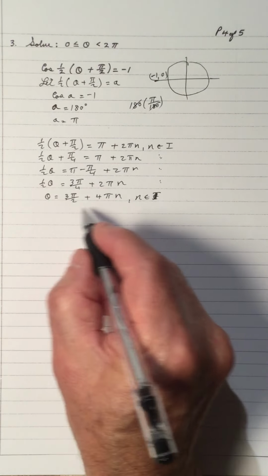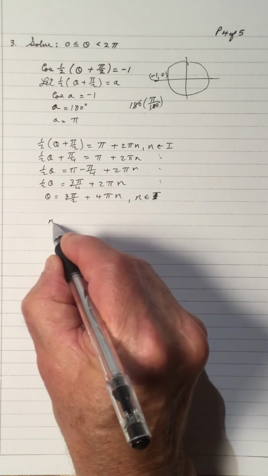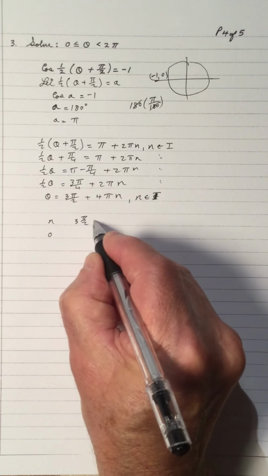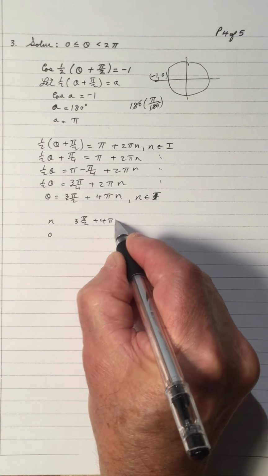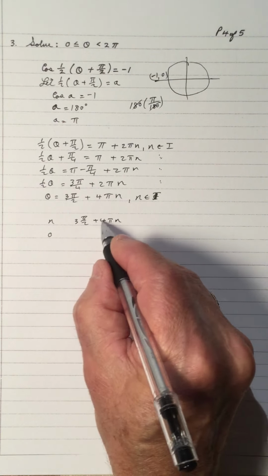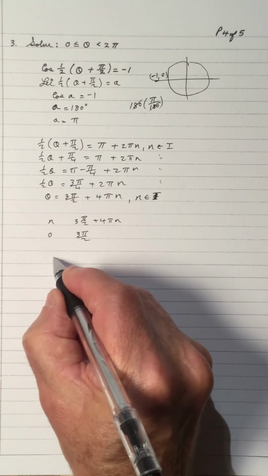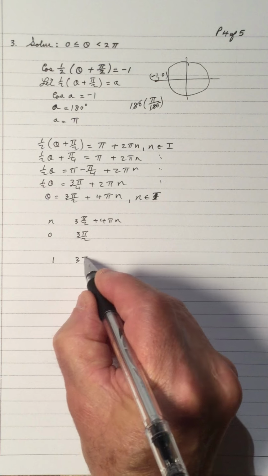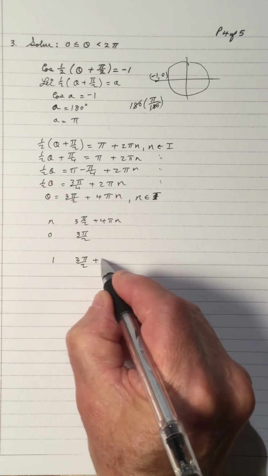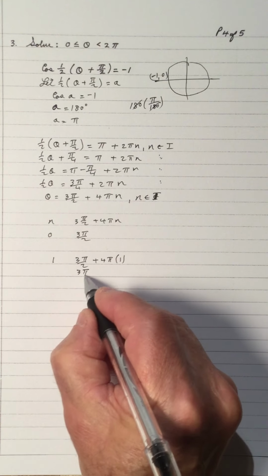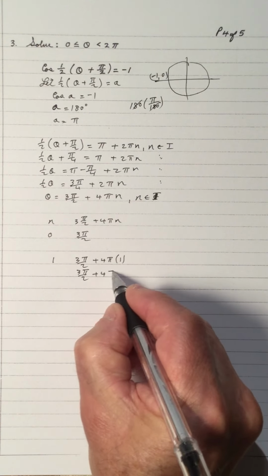And so now that we have that, we say n is 0. We get 3 pi over 2 plus 4 pi n. N is 0, this is 0, so we get 3 pi over 2. Let's do n is 1. We get 3 pi over 2 plus 4 pi times 1. So that's 3 pi over 2 plus 4 pi.